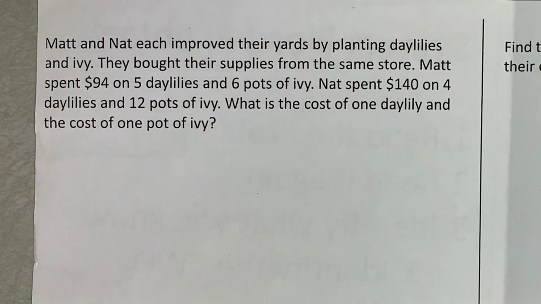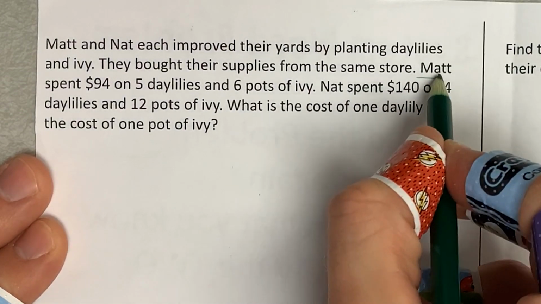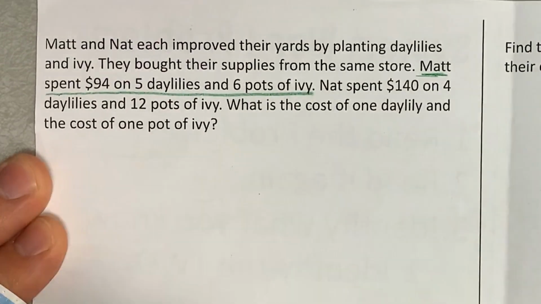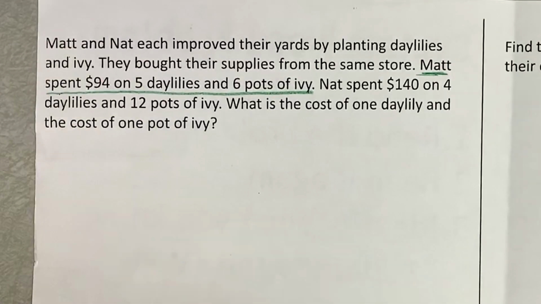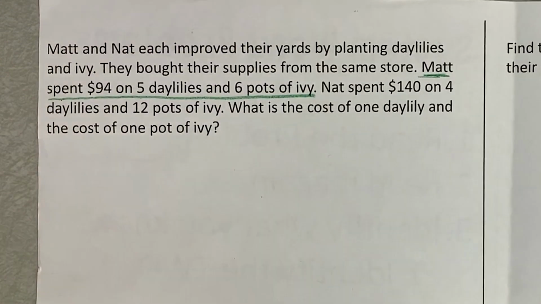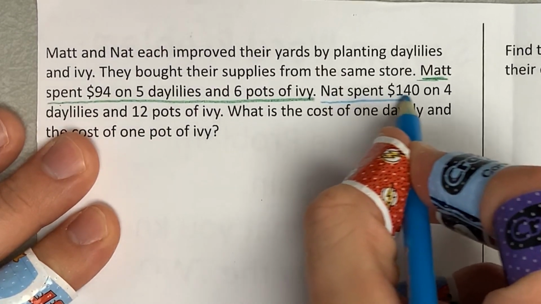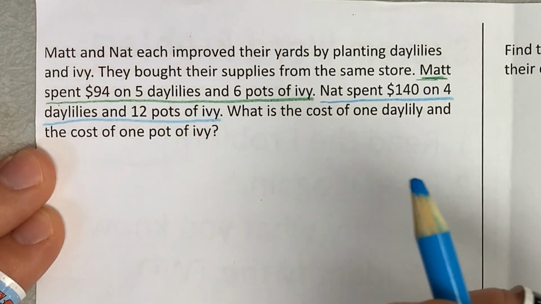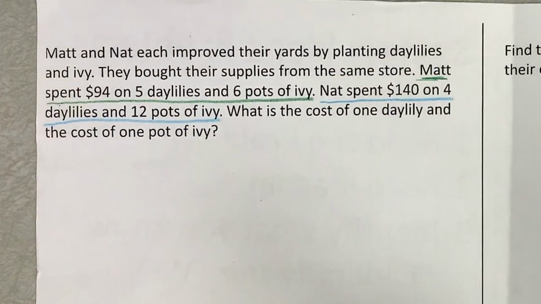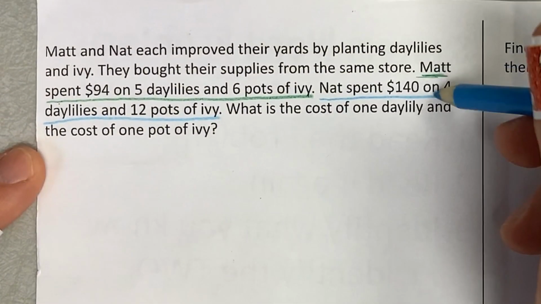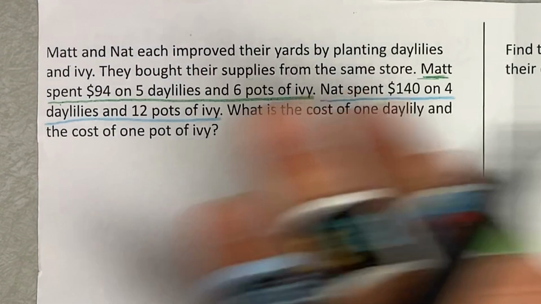Okay. First off, I see two scenarios here. We got a Matt scenario where he spent $94 on 5 daylilies and 6 pots of ivy. I have a scenario 2 with Nat. Let's use blue. Nat spent $140 on 4 daylilies and 12 pots of ivy. And then it asks what the cost is, which is the solving part you guys will do on your own. But for the setup, I got two scenarios, one in green, one in blue. I'm going to read these and logically go through.